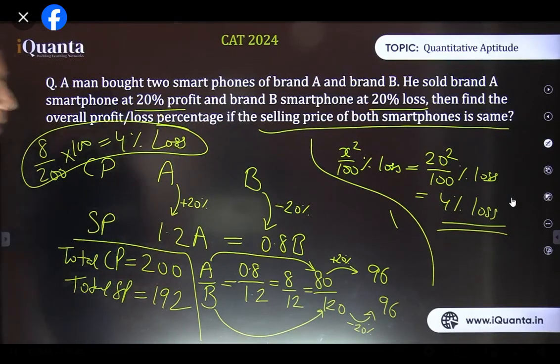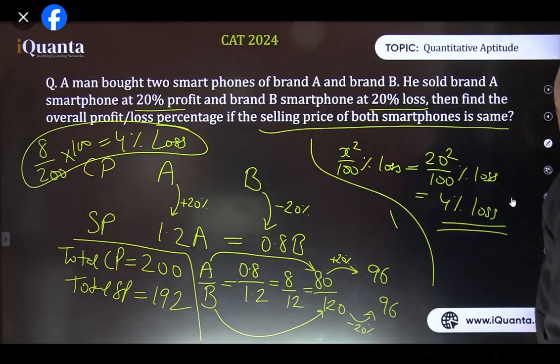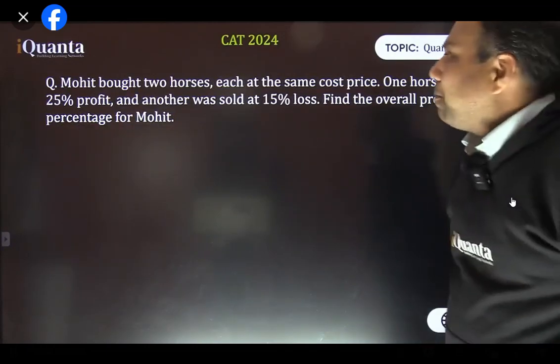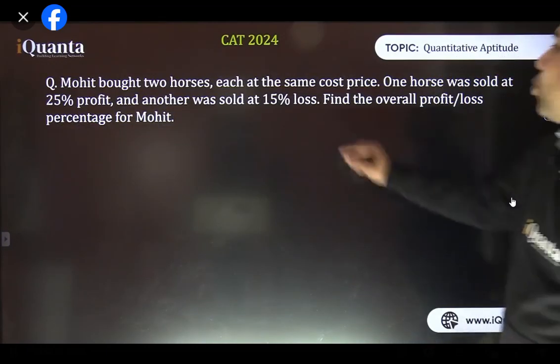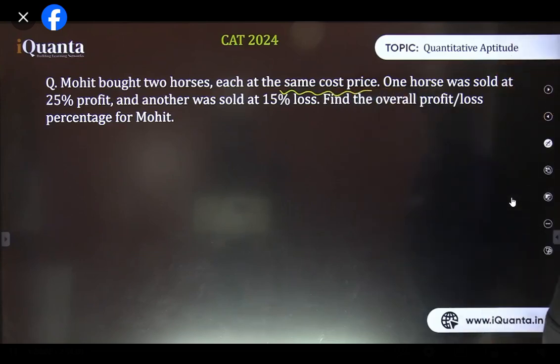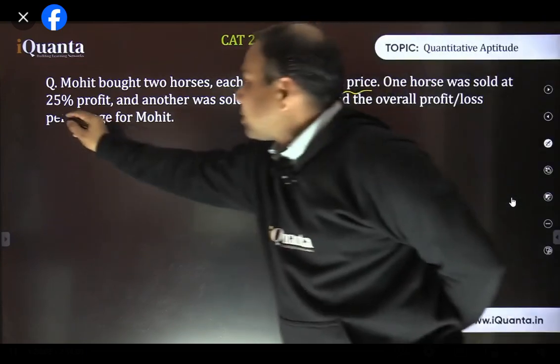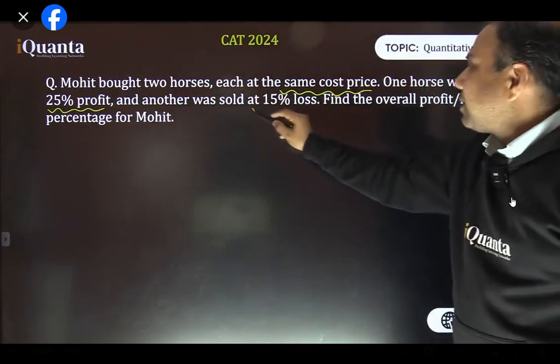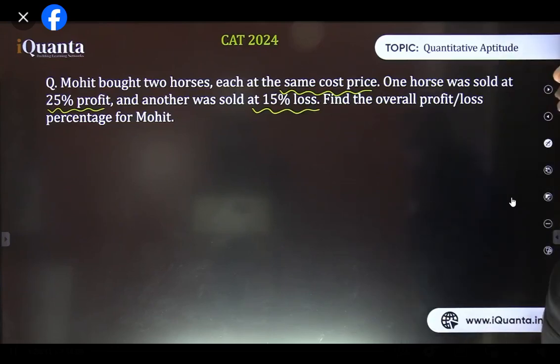Yes. Now next question. Try to do whatever way you wish to do. Here it is. Mohit bought 2 horses, each at the same cost price. One horse was sold at 25% profit, and the other at 15% loss. Overall profit or loss percent.